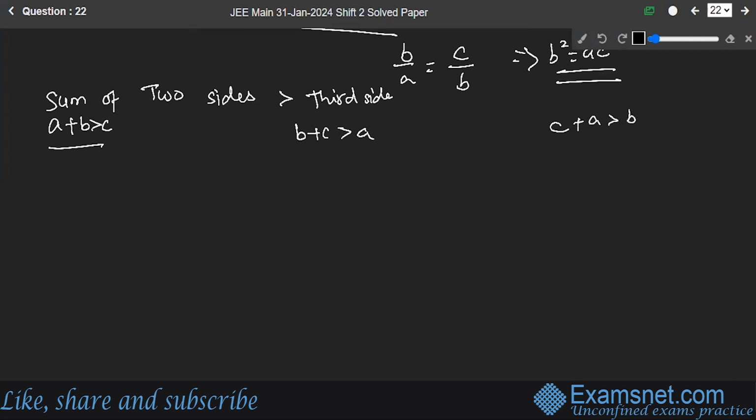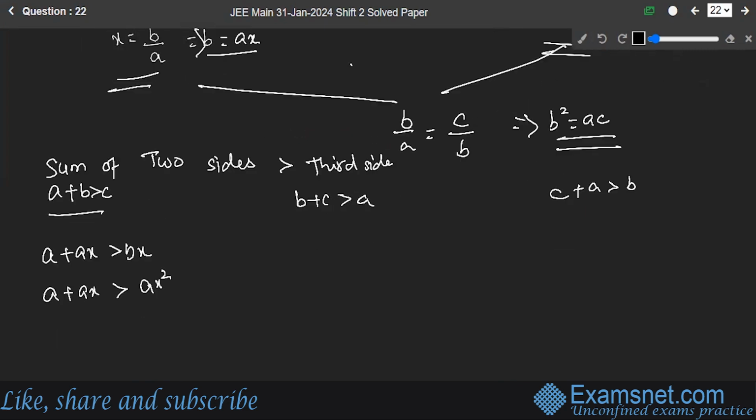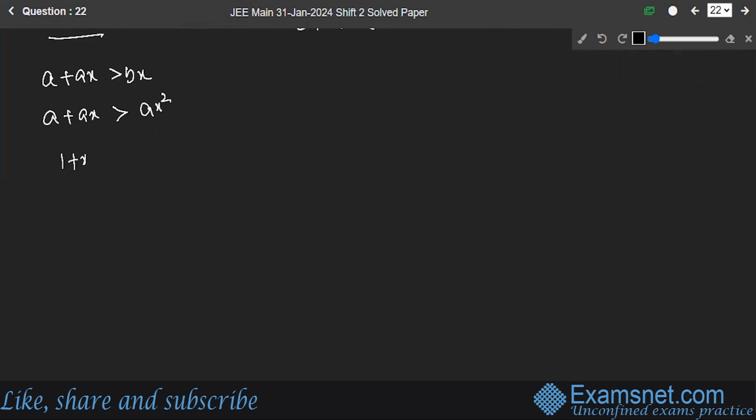And I can write b as b is equal to ax. So this will be a plus ax is greater than c. c will be written as bx. For b equal to ax, this can be written as a plus ax is greater than ax square. From here, dividing both sides by a, you will have 1 plus x is greater than x squared, or x squared minus x minus 1 is less than 0.